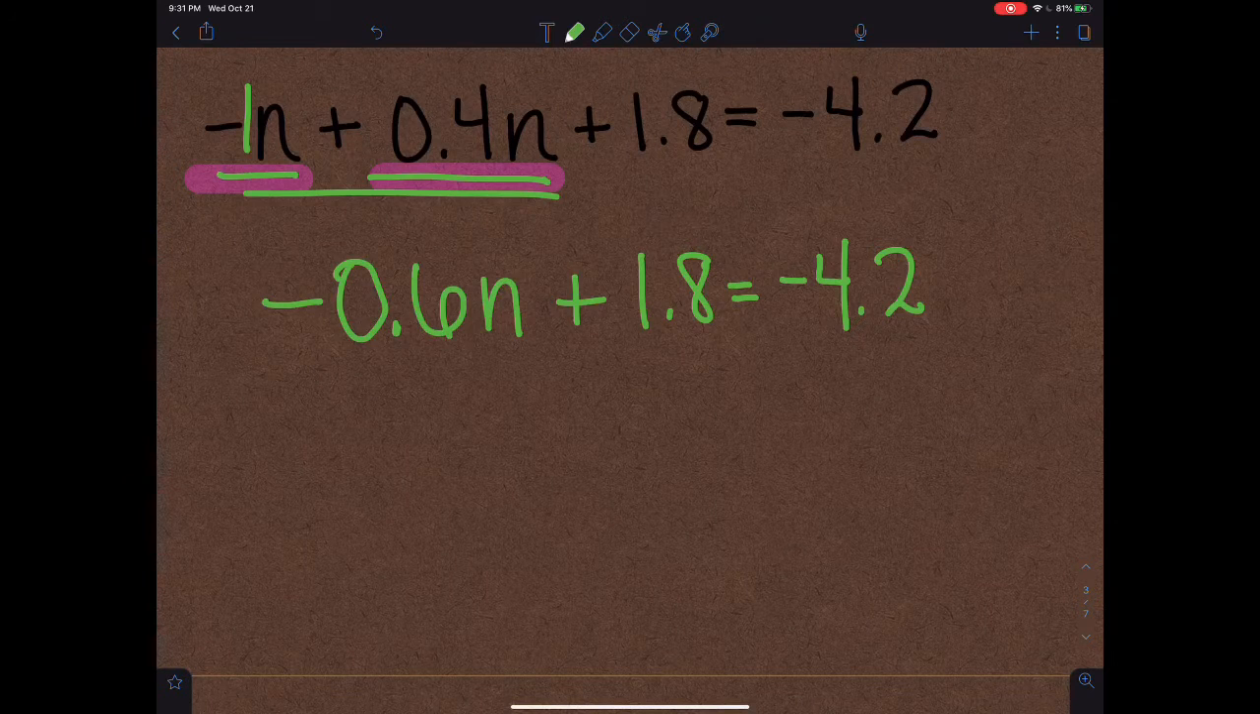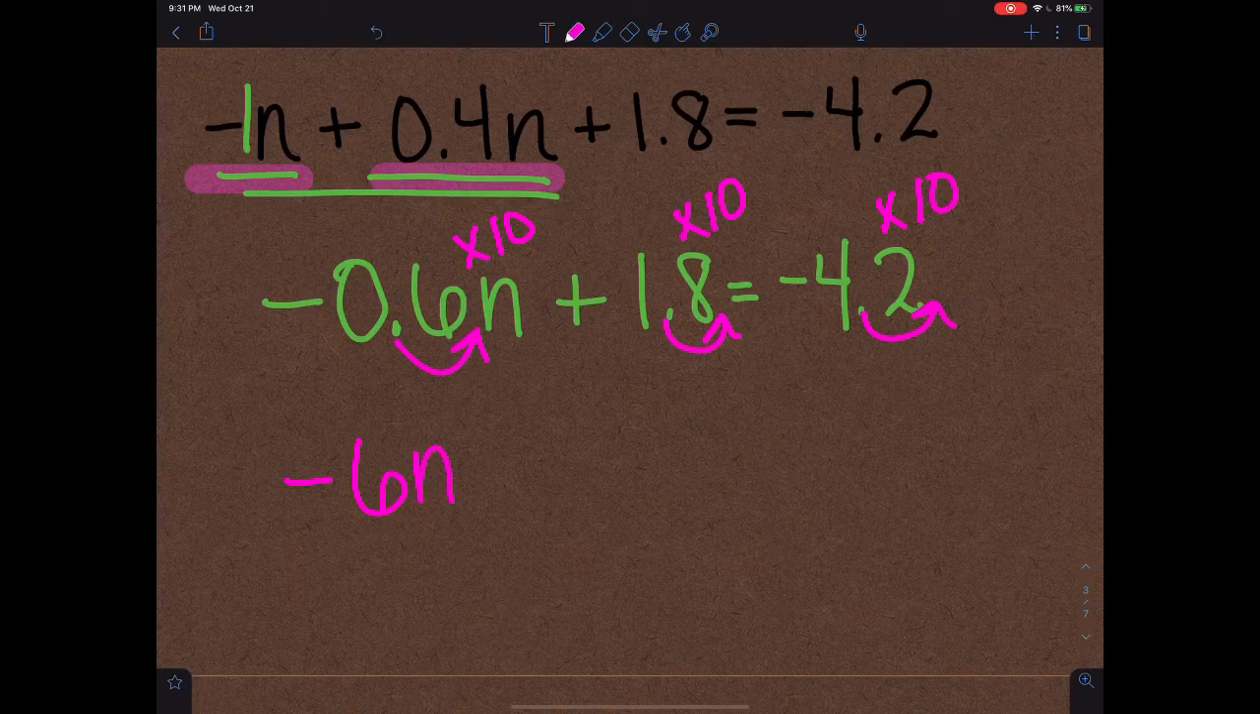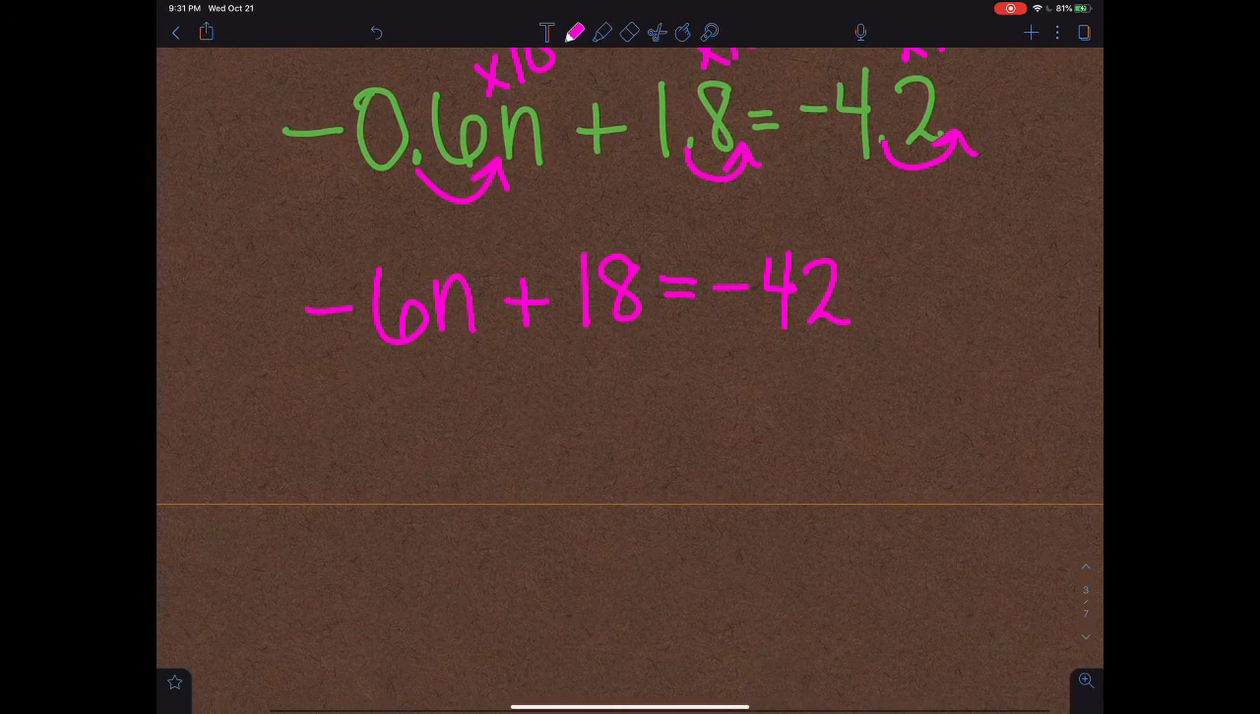What if you take everything in the whole problem and multiply it by 10? So that gets multiplied by 10, that gets multiplied by 10, okay? So that changes the whole problem to something where you move the decimal, right? So you're going to move the decimal to there, move it to there, move it to there. So what you're left with is -6n plus 18 equals -42. Okay, does that make sense? So let's just do it that way and figure it out.